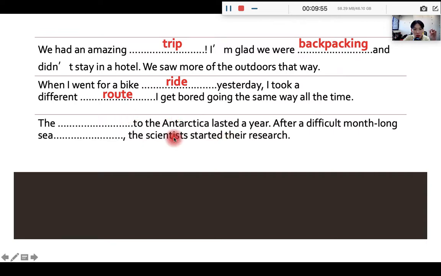Finally, the what to the Antarctica lasted a year. After a difficult month-long sea what, the scientists started their research. For scientists to do research in Antarctica, we are talking about a long trip that is usually planned beforehand, so the word should be expedition. And you see the word sea, which means this is a kind of trip by ship, so you will fill in the word voyage. Okay, so these are the 6 pairs of words about different types of travel.